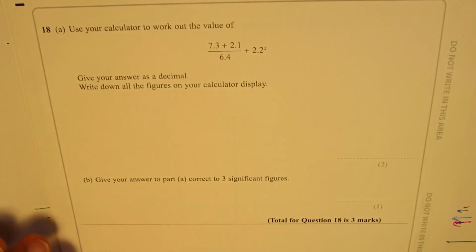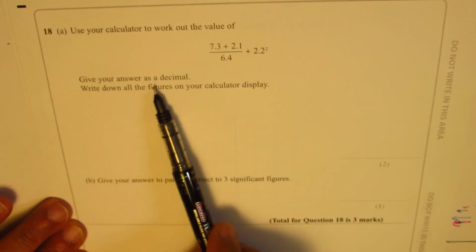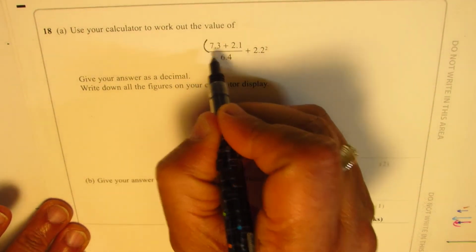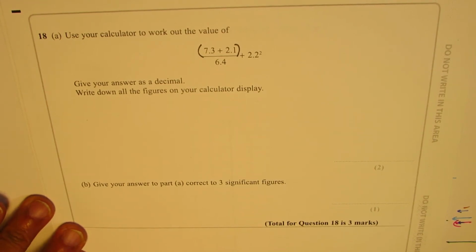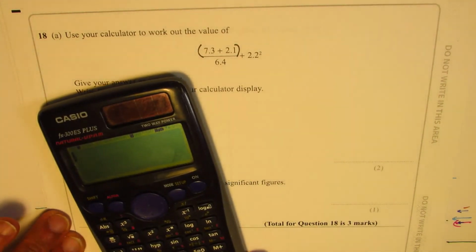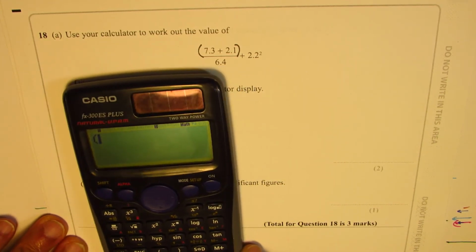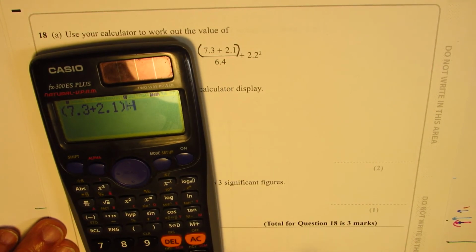Question number 18. Use your calculator to work out the value of this. Give your answer to 1 decimal place. Now when you do this working, remember to put the brackets here to calculate. Otherwise, do it in steps, right? So that is how you should be doing it, correct? So we could do it in one step. You can put a bracket, as I've shown here, then do 7.3 plus 2.1, bracket close, divided by 6.4, right?